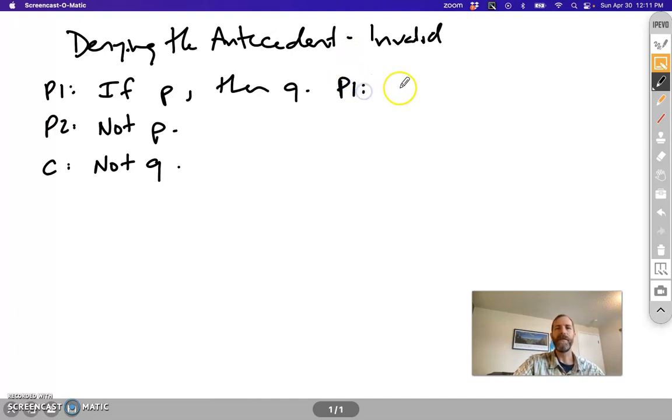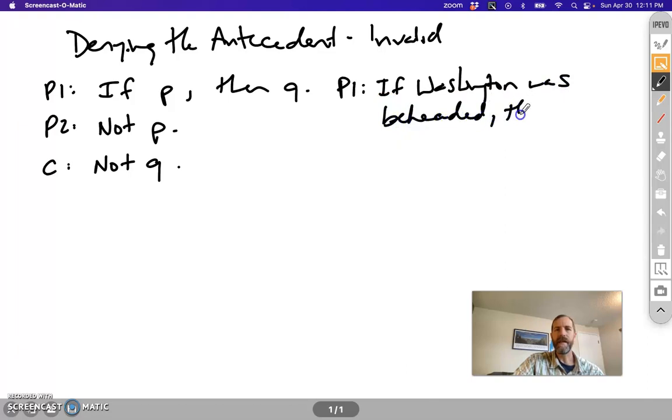Okay, so premise one is going to be, if Washington was beheaded, then Washington is dead, and that is a good claim. It's true, okay, because it has a sufficient condition as an antecedent. It has a necessary condition as a consequent.